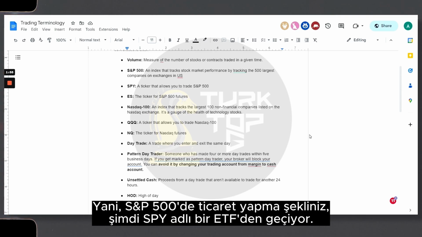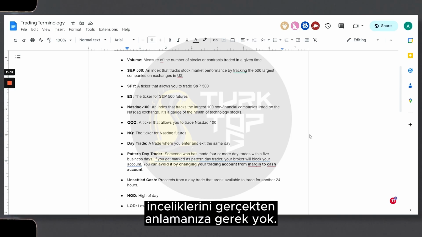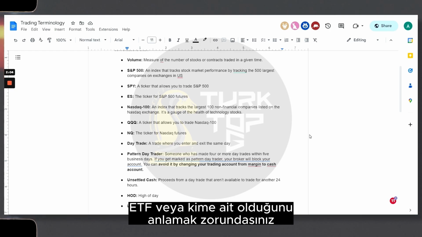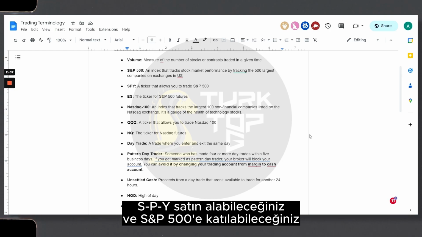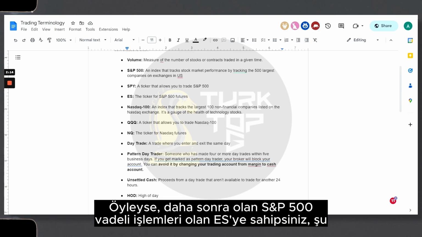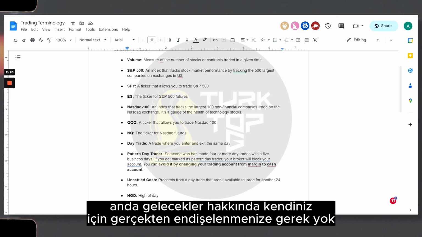So the way you trade the S&P 500 is through an ETF called SPY. Now, you don't really need to understand the intricacies of ETF or who owns that. You just have to understand that you can buy SPY and participate in S&P 500. Then you have ES, which is S&P 500 futures. That will come later. You don't really have to worry about futures right now.